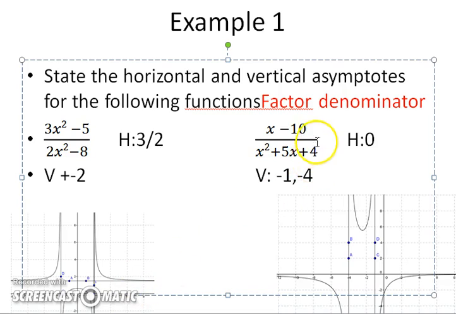For the second one, we have x minus 10 over x squared plus 5x plus 4. We have a horizontal asymptote at 0 because the degree is greater in the denominator, so basically it's the x-axis.